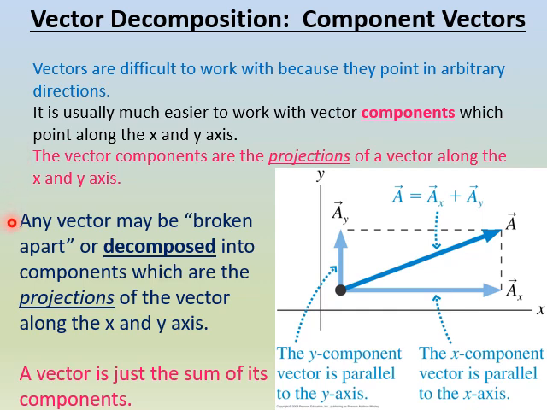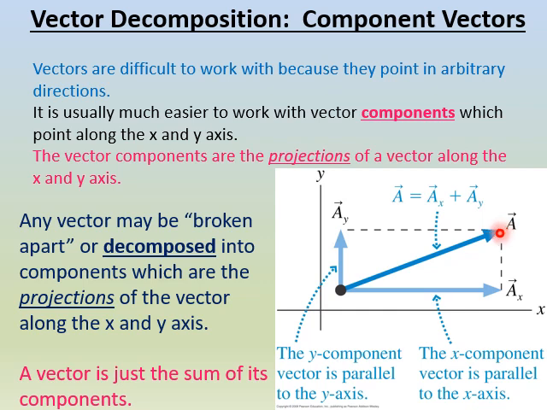So any vector may be broken apart or decomposed into components, which are the projections of the vector along the x and the y axis. And finally, a vector, we're going to see, is just the sum of its components. So let's look at this example here to make sense of this. Here's our vector A. A starts right here, and it points up to this region right here.